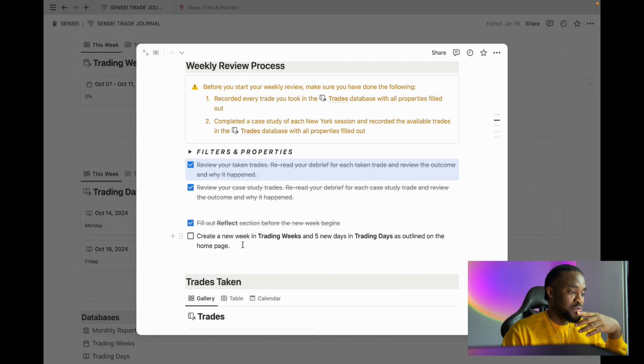Create a new week in trading weeks and five new days in trading days. I'm going to show all this process as well. This is just me making sure I have that structure, that foundation laid. So if I decide to share my template, or if I forget something, I have something to come back to and be like, oh, this is what I should be doing.